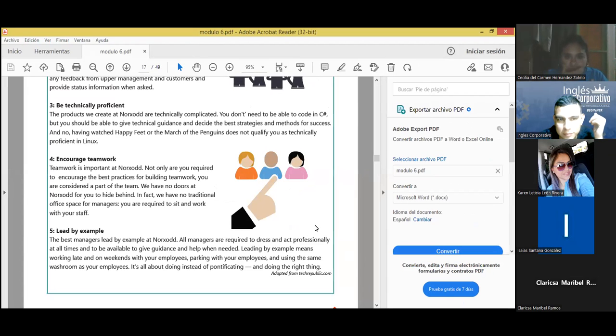Proficient. It sounds quarrel as your employee is I about doing instances of bonification and don't writing.